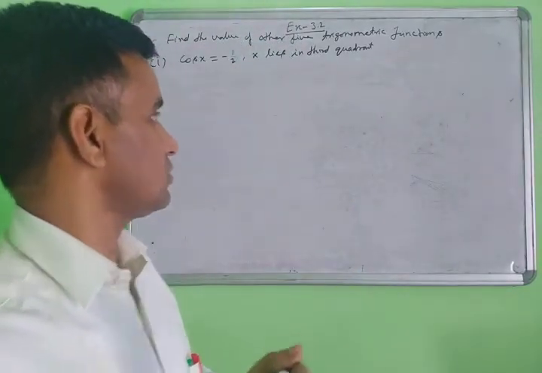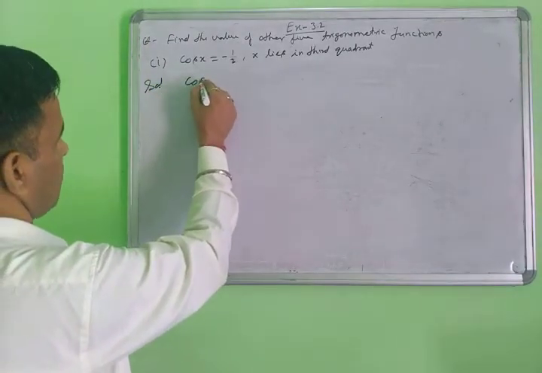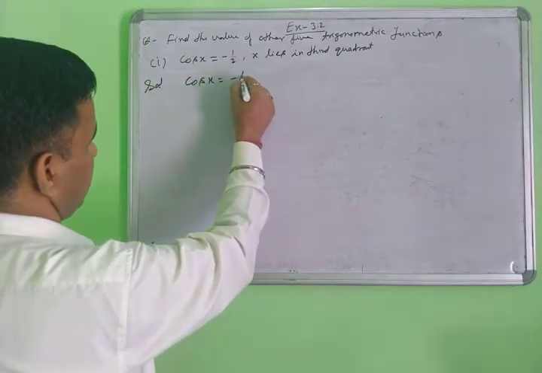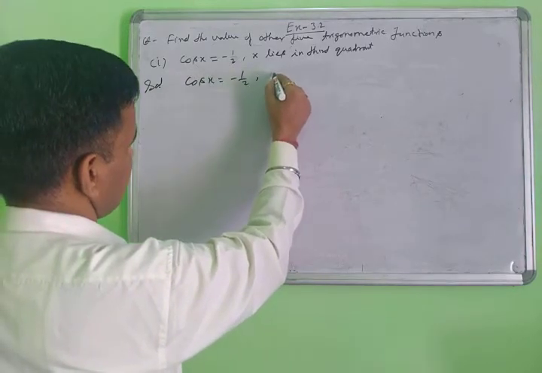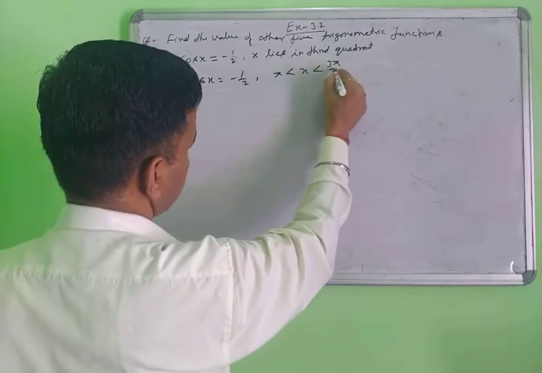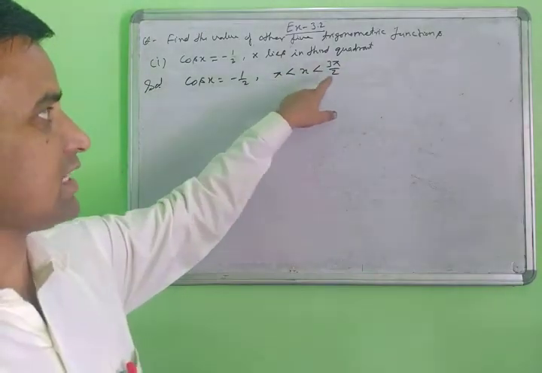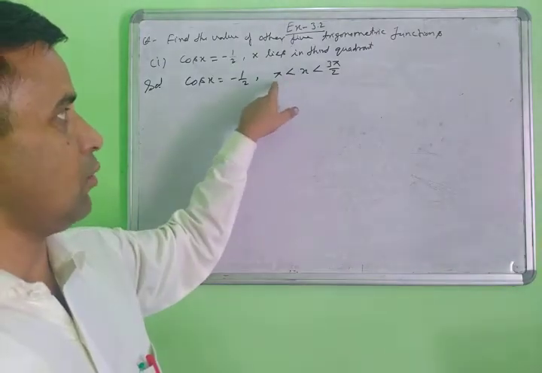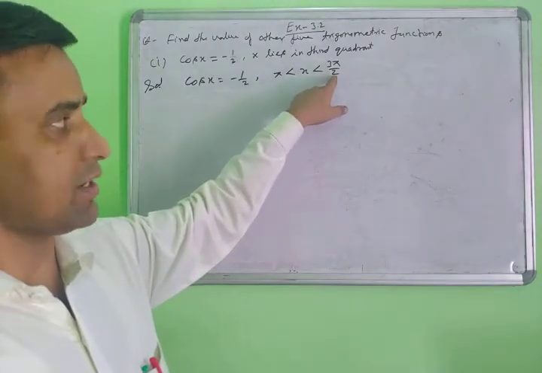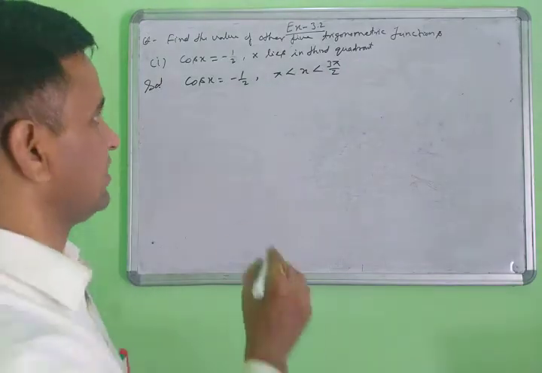Start the solution here. What is the value of cos x? Cos x equal to minus 1 by 2. Where does x lie? Pi less than x less than 3 pi by 2. What does this mean? More than the second quadrant and less than the fourth quadrant, so this will be in the third quadrant. X lies in the third quadrant.